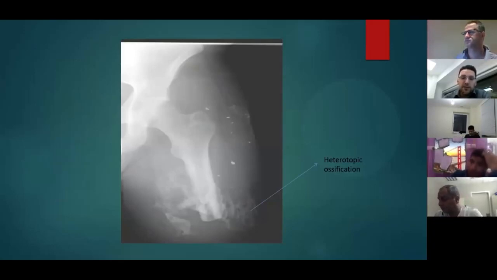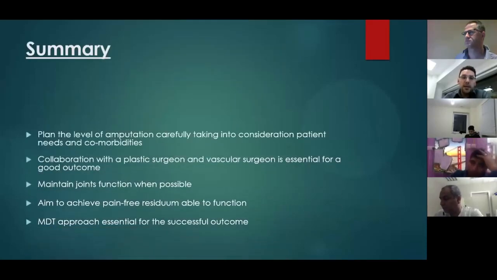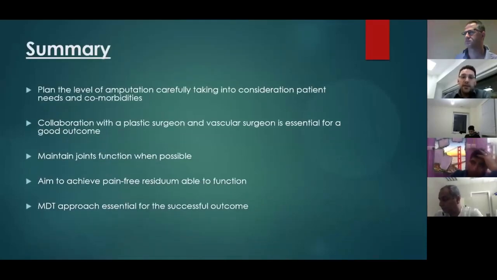As I mentioned, it's one of the common reasons to revise the stump. In summary, plan the level of amputation carefully, take into consideration patient needs and comorbidities. Collaboration with a plastic surgeon and a vascular surgeon is essential for a good outcome. Maintain joint function when possible.